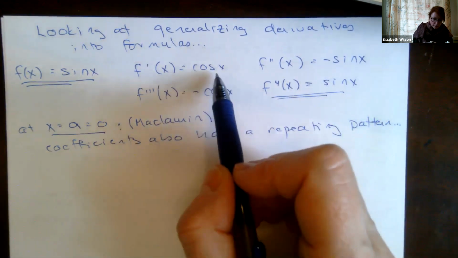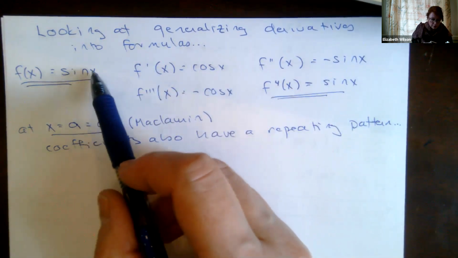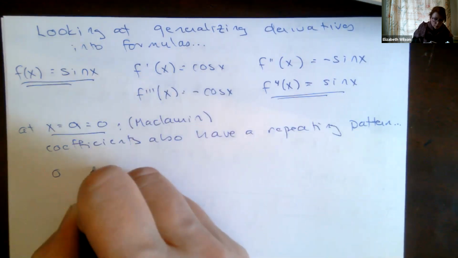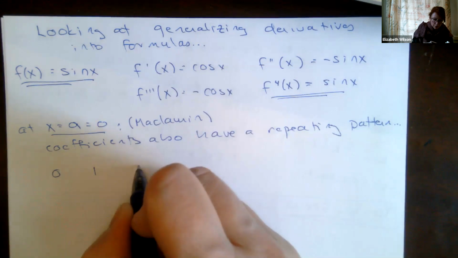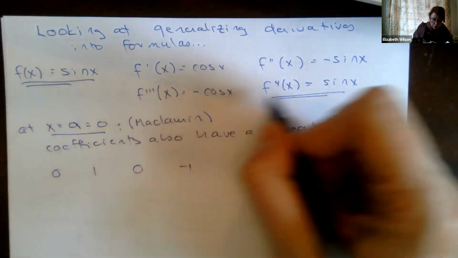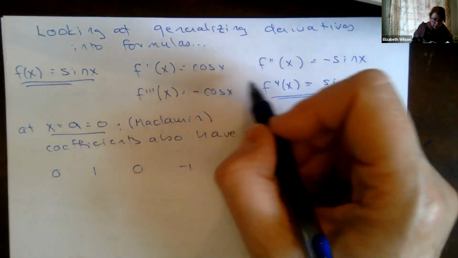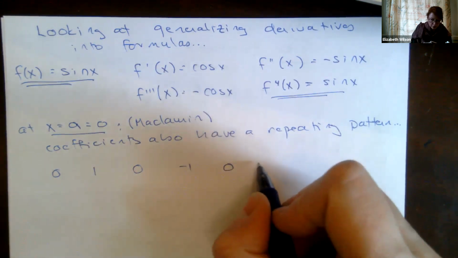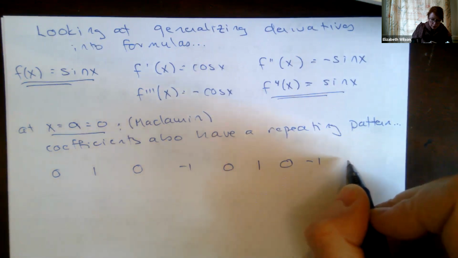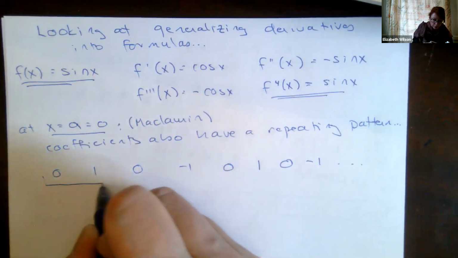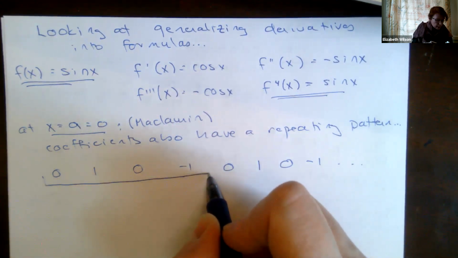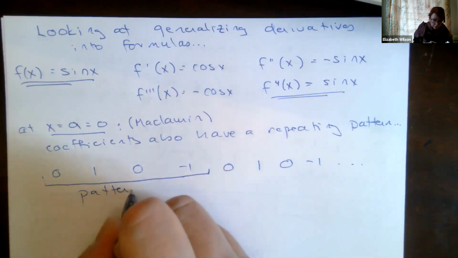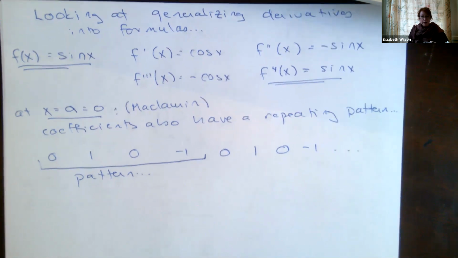If I plug in, I've got sine of 0, which is equal to 0. Cosine of 0 is equal to 1. Sine of 0 is 0, then minus 1, 0. Because this loops back up to the beginning again, we're going to get this same pattern: 0, minus 1, and so on and so forth. This whole thing becomes our pattern. So our Maclaurin has a pattern.